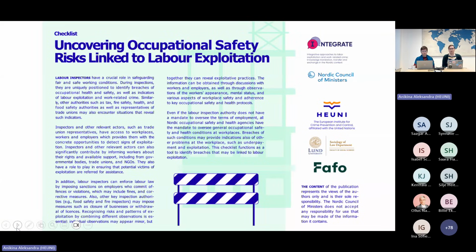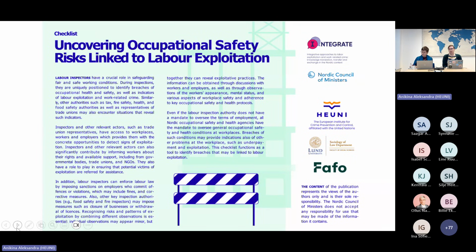Yes, this fact sheet is based also on our previous work in developing a kind of checklist targeting different actors that do inspections, so authorities, but also social partners and other relevant actors. And the idea is that via these inspections and looking at the bigger picture, looking at different aspects of breaches of work environment, working hours, and so on, you can identify cases that could potentially be also cases of labor exploitation.